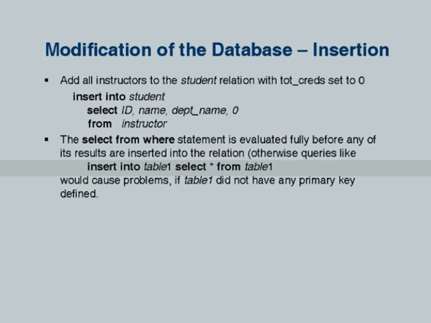Now again, the statement here is fully evaluated before any insert happens, otherwise we will run into trouble. So supposing we say insert into table 1, select star from table 1, and let's say table 1 does not have a primary key declaration. So now if I am scanning table 1 and I insert a tuple and I continue scanning it to find other tuples, when I come to the end, I may find the tuple which I just inserted and I will insert that again, and continuing the scan I will find the newly inserted tuple and I will keep inserting again and again. I will go into an infinite loop inserting the same tuple over and over, which is bad.